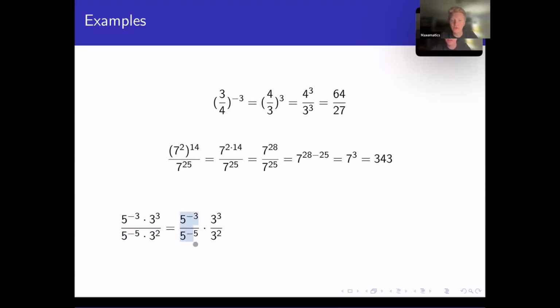So why don't we group those pairs together? Okay, well, for just this first fraction, 5 to something divided by 5 to something, if terms are divided, we can subtract, and the same can be said for the 3's. So 5 to the negative 3 over 5 to the negative 5, we can subtract exponents. 3 to the 3 over 3 squared, we can again subtract the exponents. Negative 3 minus negative 5 is negative 3 plus 5. Negative 3 plus 5 is 2. 3 minus 2 is 1. 5 squared is 25. 3 to the 1 is 3. 75. So just be very careful doing these problems.